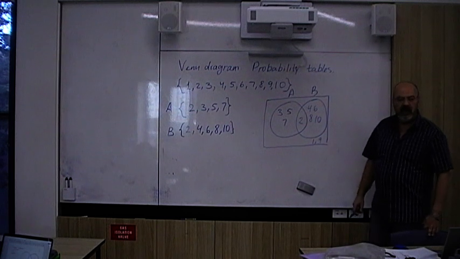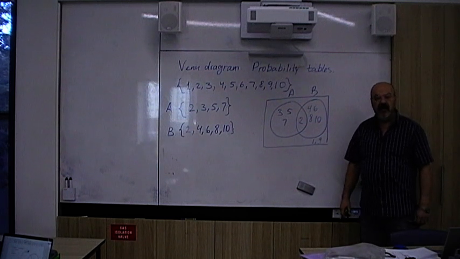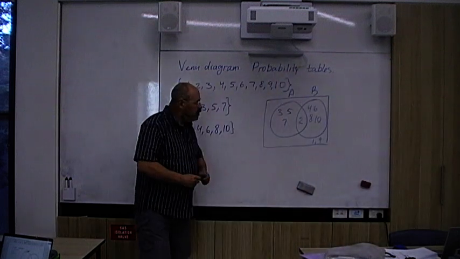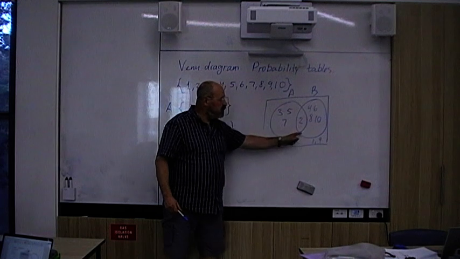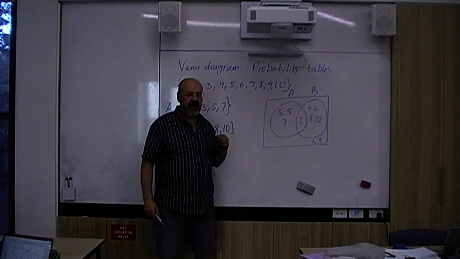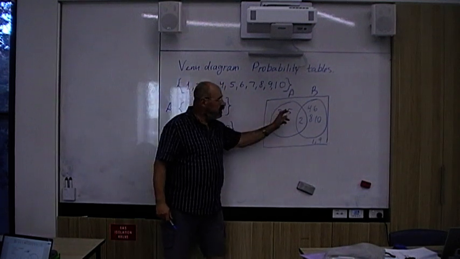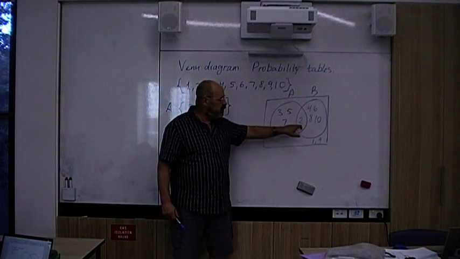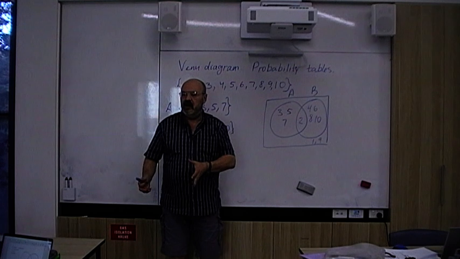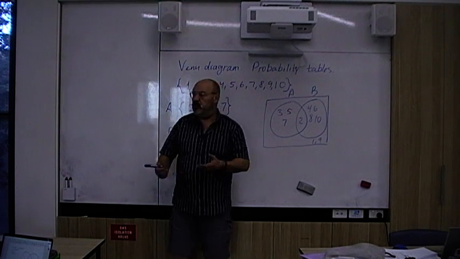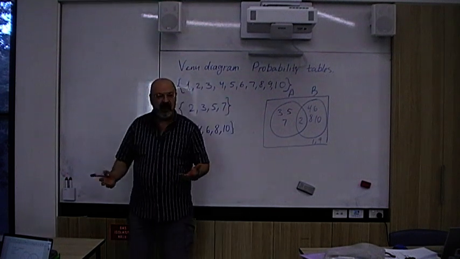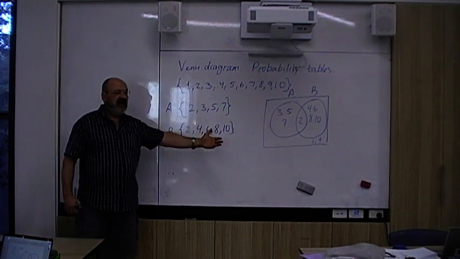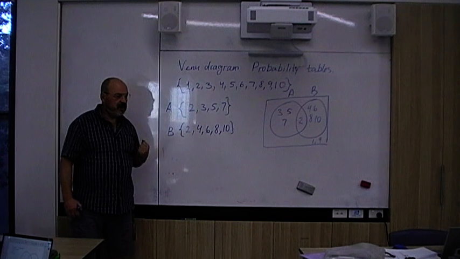So now we have represented this situation using the Venn diagram. This circle means everything in set A. This is set B. Where they overlap, that means this is in both. 2 is in A and 2 is in B. Make sense?